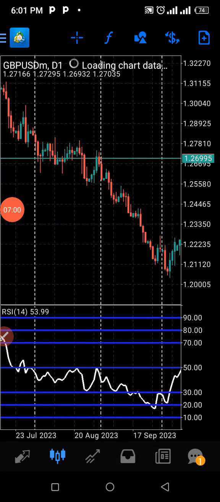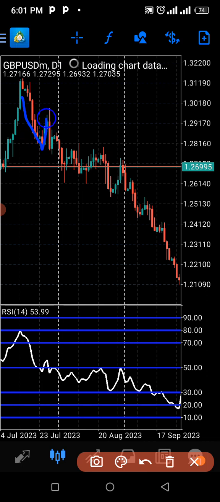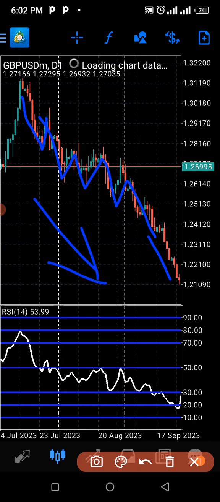Okay, now here is a live chart. We are considering GBP USD. You can see right from here that the market is bearish. You see lower low, lower high, lower low, lower high, lower low, lower high, continuously. You can see that the market is bearish, coming down. This is a bearish trend, or let's say a downtrend.